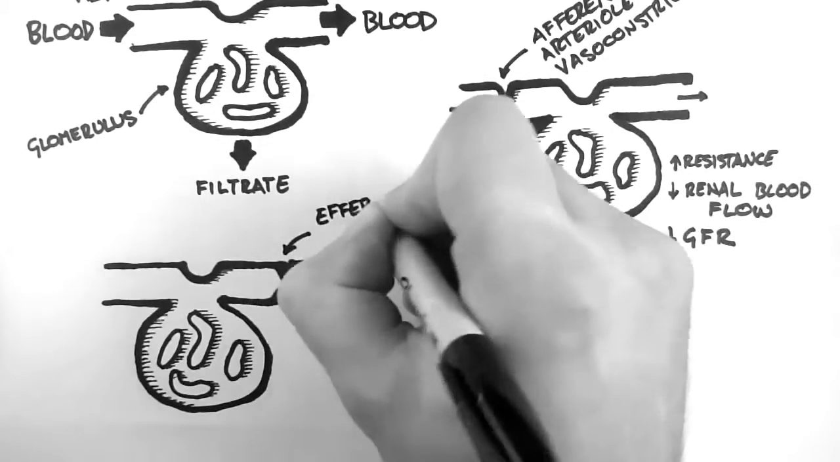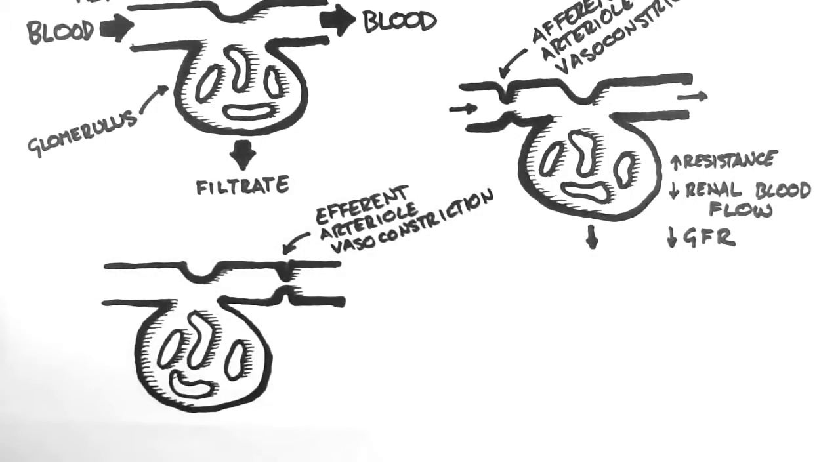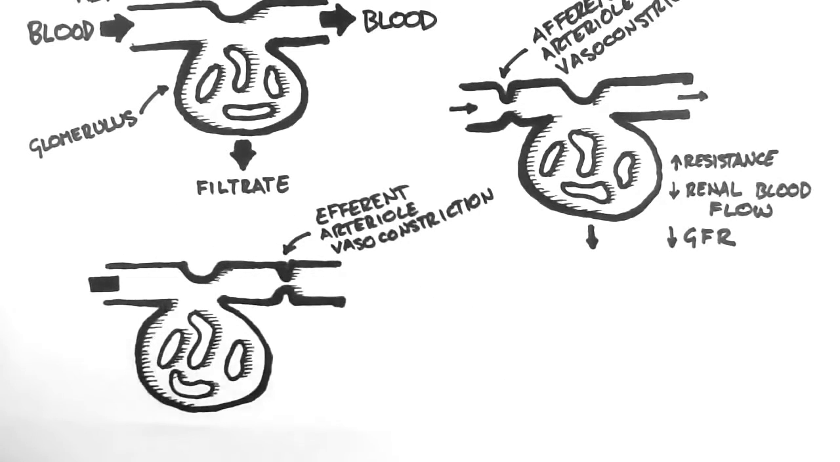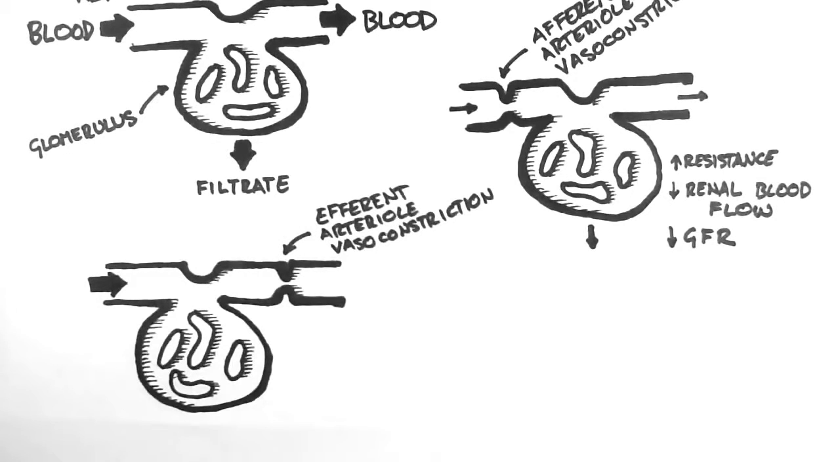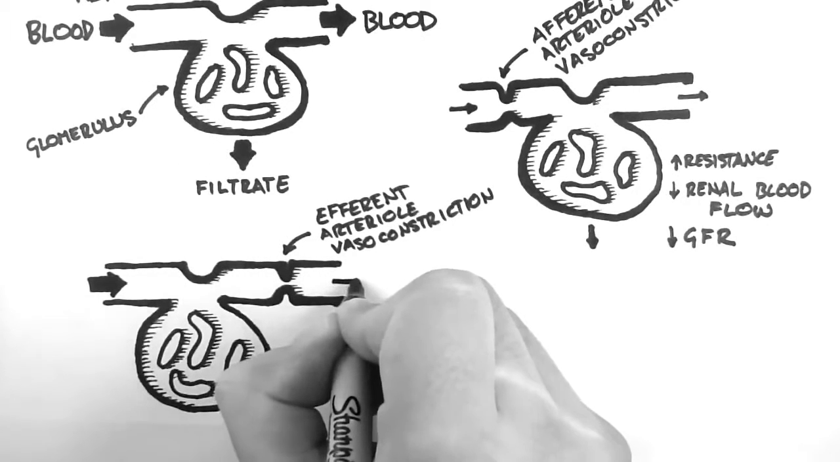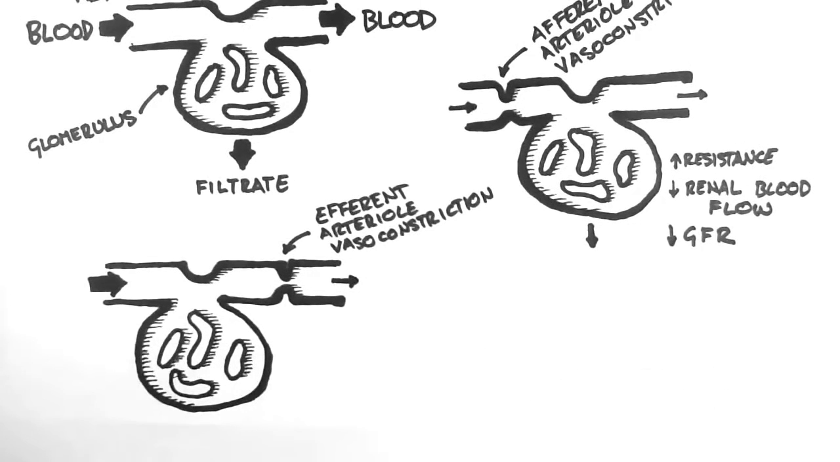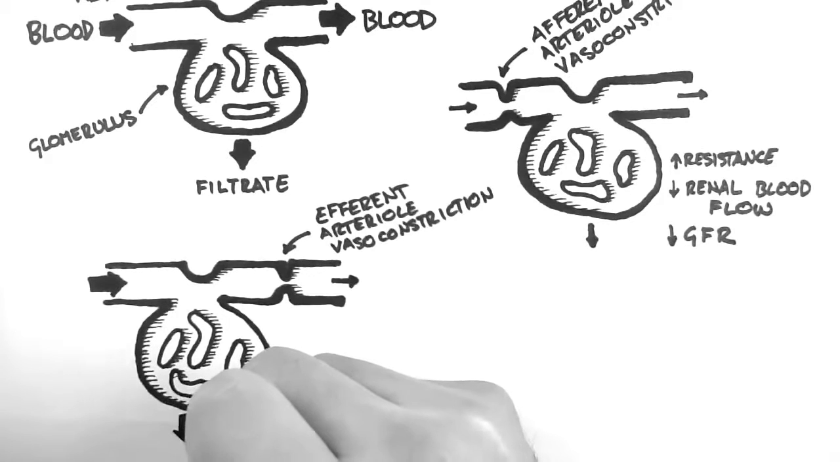Now let's look at the situation where the efferent arteriole is vasoconstricted. Blood is able to enter the glomerulus easily because the afferent arteriole is dilated. However, because the efferent arteriole is constricted, blood can't leave the glomerulus as easily. Therefore, there is a buildup of pressure within the glomerulus. This causes a higher than normal amount of filtrate to be produced.